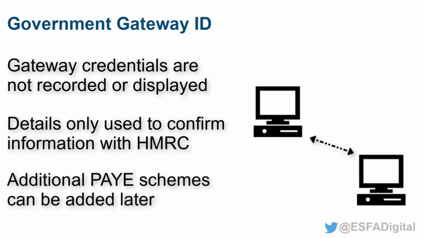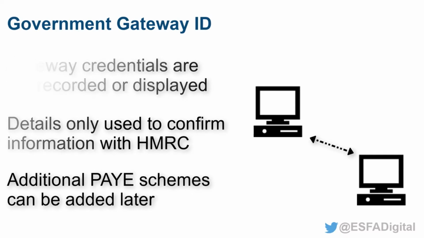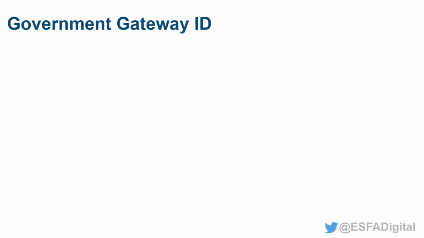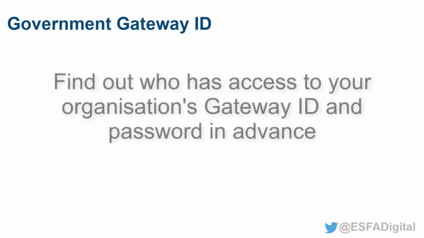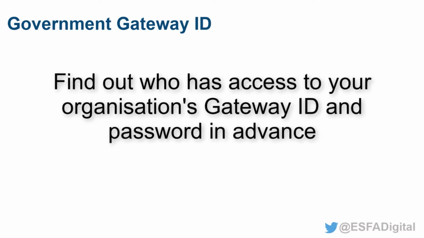If you have more than one PAYE scheme, you can add it to the account later on. You will need the Gateway credentials for each PAYE scheme that you add. It might take you some time to find out who has these details, so please remember to get this information in advance of when you want to register.